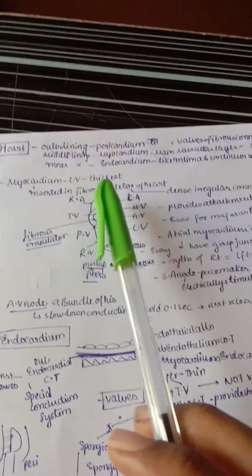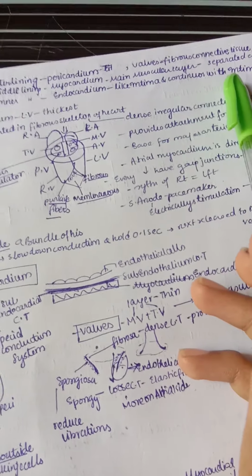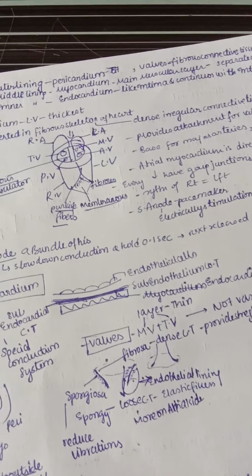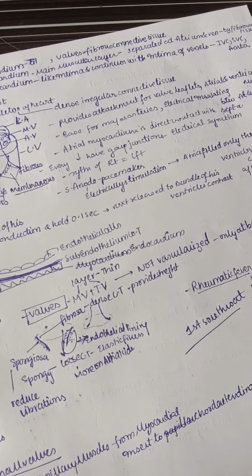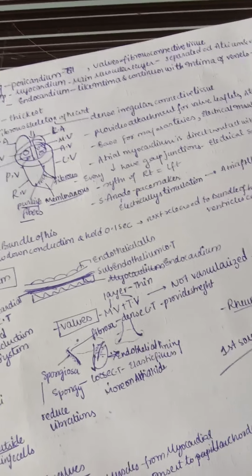Next we have our inner endocardium. It is more like the intima and is also continuous with the intima of the vessels, as we have just discussed. The endocardium is continuous with the intima of our large vessels, that is the inferior vena cava, superior vena cava, and also the aorta.